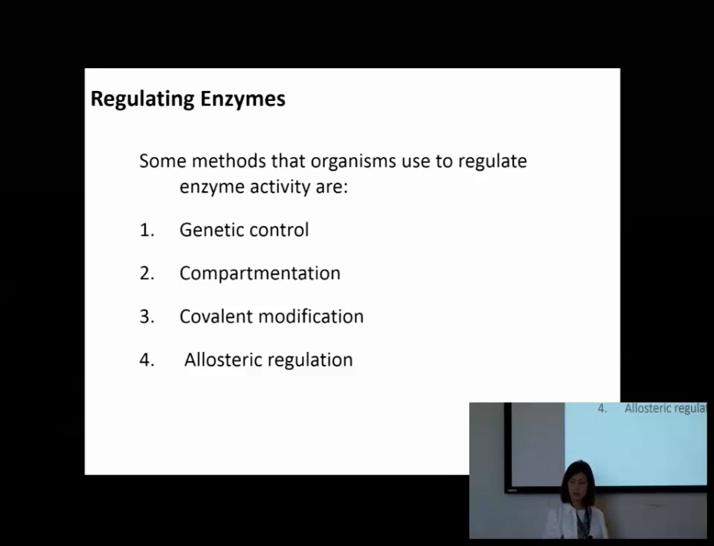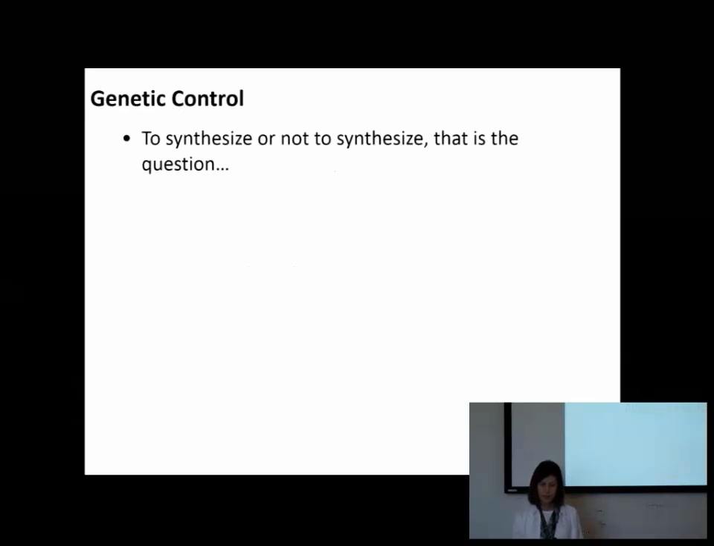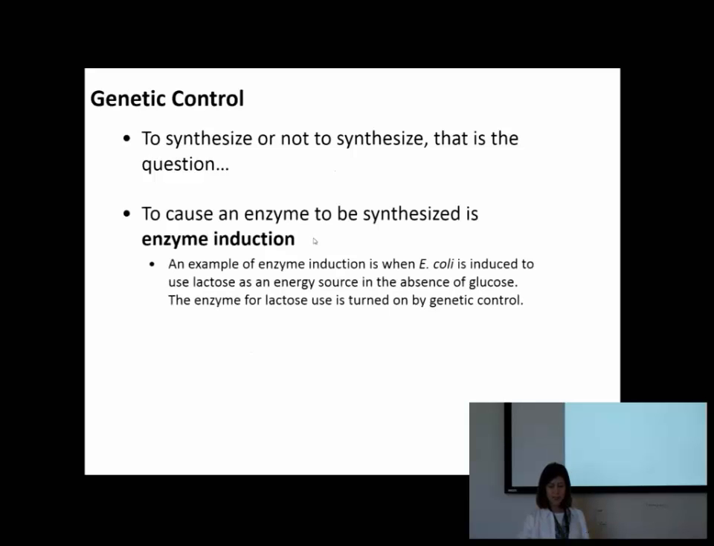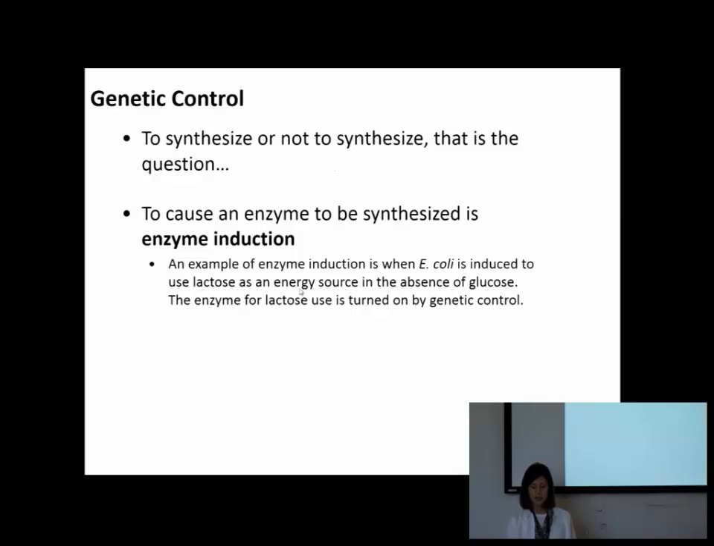The way to control by genetic control is through what we call induction or repression. In other words, we're either going to synthesize or not synthesize the enzyme. To cause an enzyme to be synthesized is called enzyme induction. An example is when E. coli is induced to use lactose as an energy source in the absence of glucose. And so that enzyme to use lactose as the energy source is turned on by genetic control.